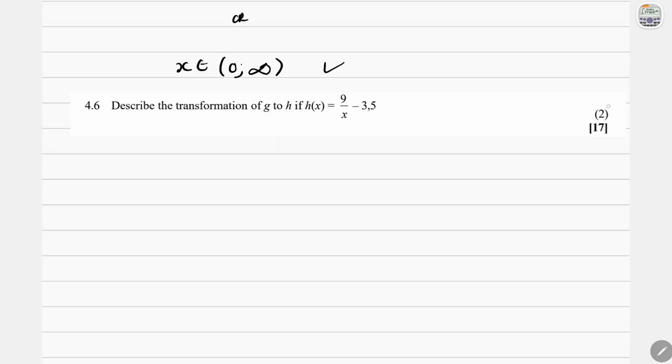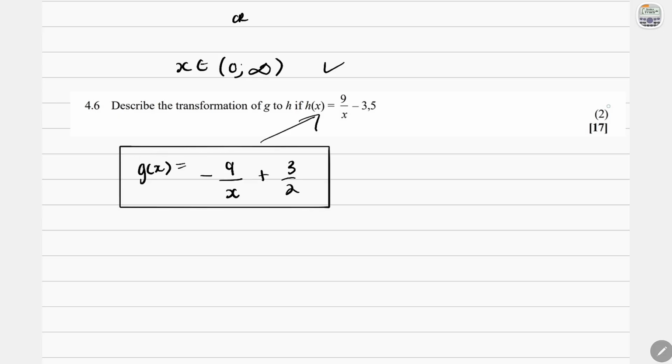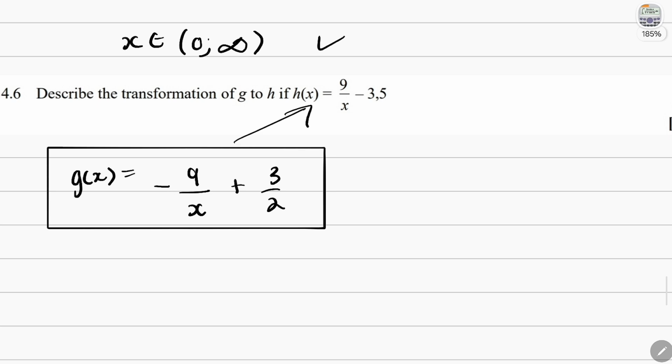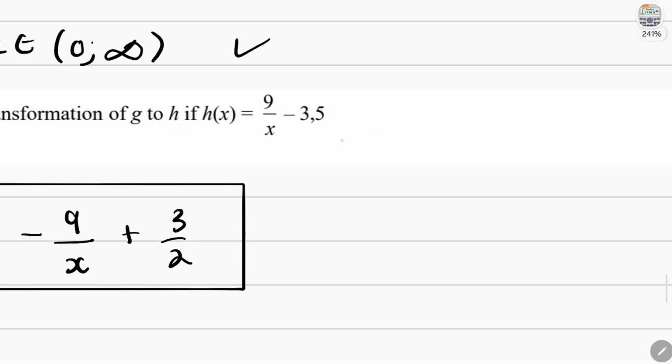The last question for question 4, 4.6, says, describe the transformation of g to h if h of x is equal to this. Okay, let's look at g. Remember g, right? That was minus 9 over x and then plus 3 over 2. How did it become this? Yeah, you see the real challenge is, of course, that negative, which is a big part of it. And of course, this is negative 3.5. Let's just rewrite that as an improper fraction. So 3.5 is 7 over 2, okay? So this is actually negative 7 over 2.